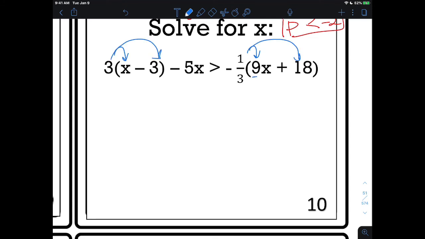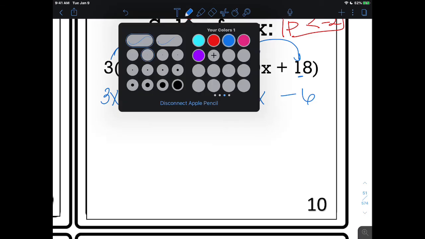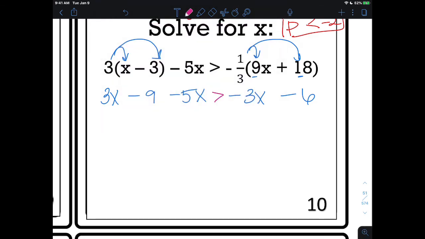Because 9 and 18 are both multiples of 3. So here I have 3x minus 9 minus 5x minus 3x minus 6. Okay, got that. Did I multiply or divide by a negative number on both sides? No, I did not. My symbol's going to stay the same. Let's go ahead and start combining like terms.